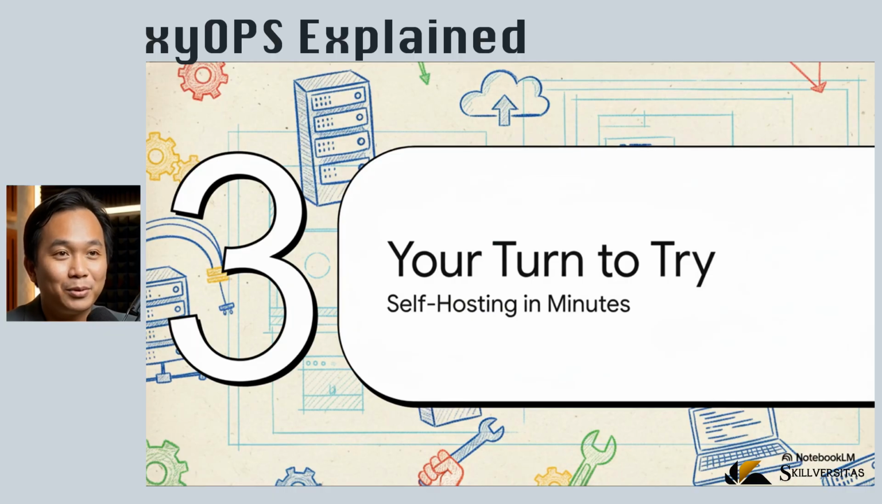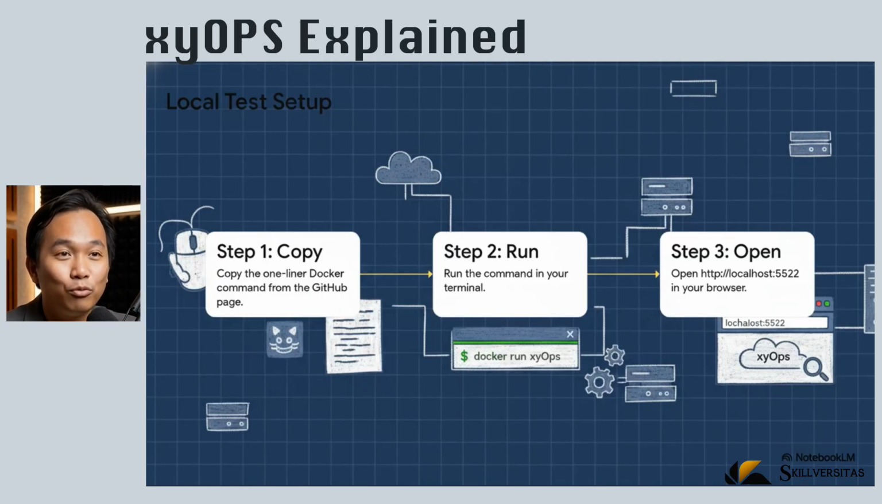And speaking of simple, let's talk about how you can actually get your hands on this. You can self-host your very own instance of xyOps, and you can get it up and running in just a few minutes. I'm not kidding. It really doesn't get any easier than this. If you want to try xyOps on your own machine, it's literally a one-liner Docker command. You just copy it from their GitHub page, paste it into your terminal, hit enter, and that's it. Your own xyOps instance is running. Then you just pop open a browser and go to localhost on port 5522.